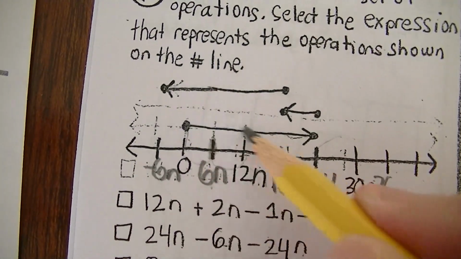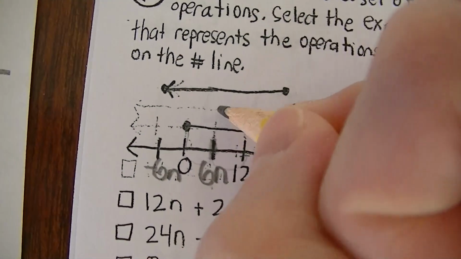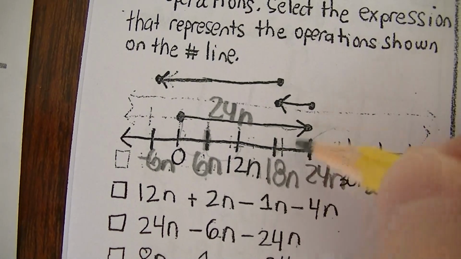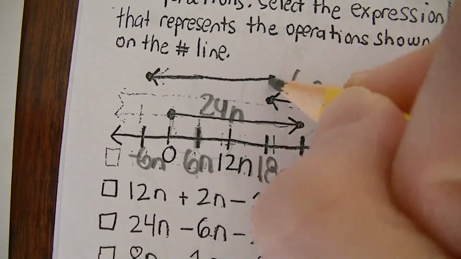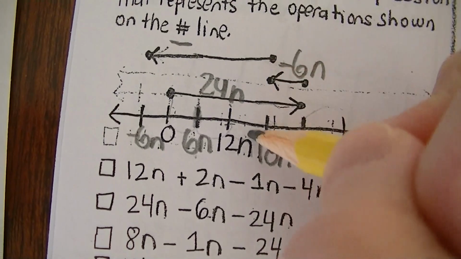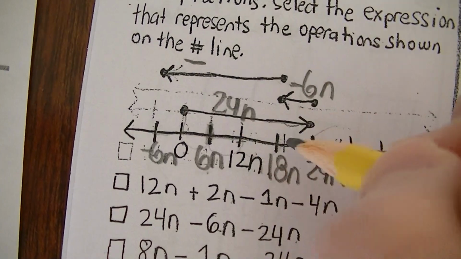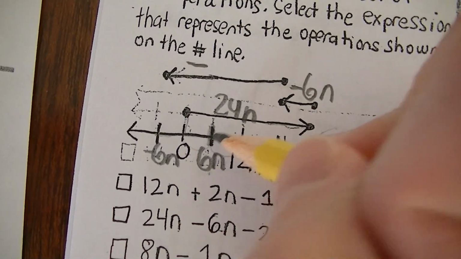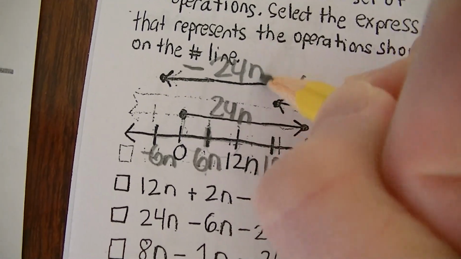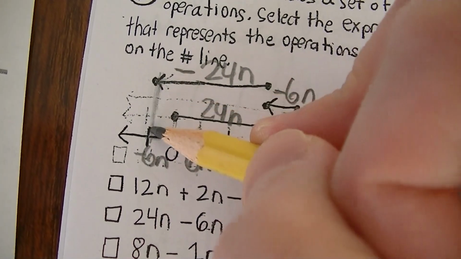So if we start from 0 and go to the right, 24n. And then it looks like we went to the left just 6n, so minus 6n. We go further to the left, so it's going to be minus 6n plus 6n plus 6n plus 6n. There's 4 6n, so 24n. Okay? And that brings us to negative 6n right there.